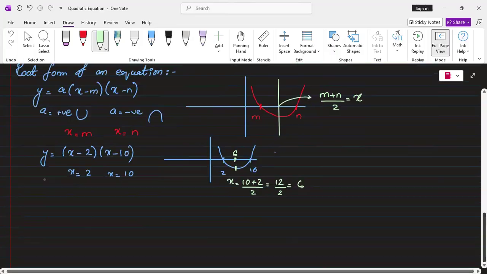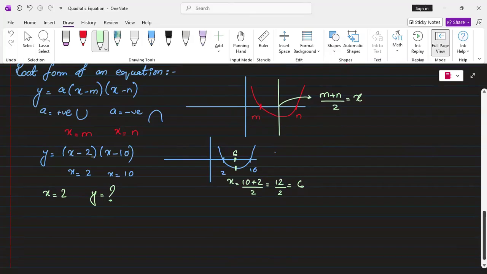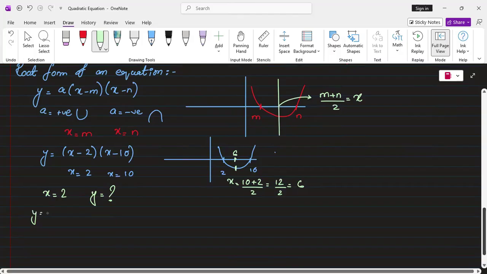Now, the second phase, I need to find out the y coordinate. So how can I find out the y coordinate? Now for the y coordinate, you will just simply plug in this value of x into the equation. As we know, the equation is always equivalent to y. So I can figure out the value of y.